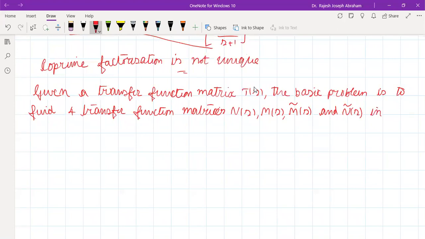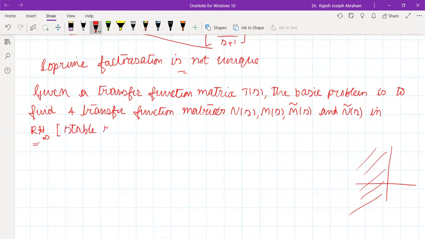In RH infinity space. What do you mean by RH infinity space? It means the space of stable proper rational functions. That means you have to consider the left half of the S plane. So your poles must be in the left half of the S plane. That's the meaning of this thing.